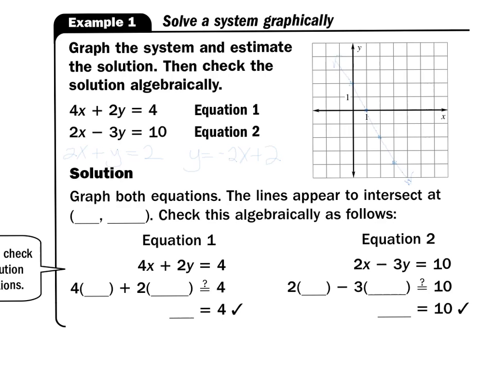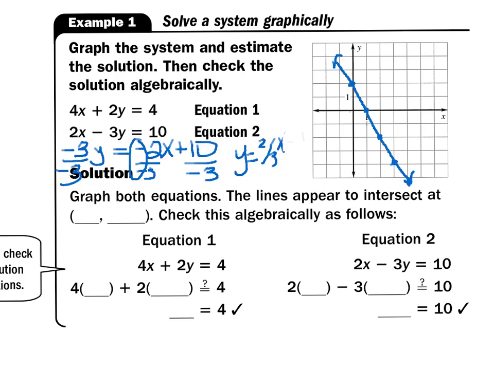All right, on equation 2, let's go ahead and change that over to slope-intercept form. So I have negative 3y equals negative 2x plus 10. Divide by negative 3. Okay, so I have y equals 2/3, because negative divided by negative is a positive, x minus 10 over 3.